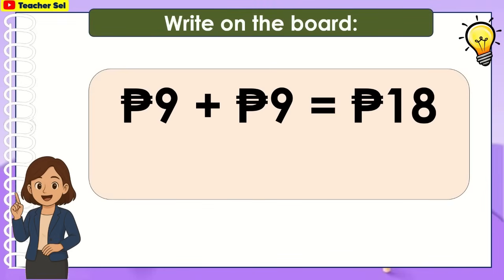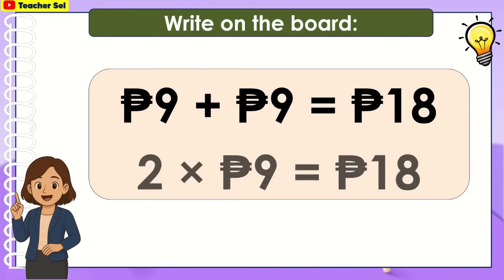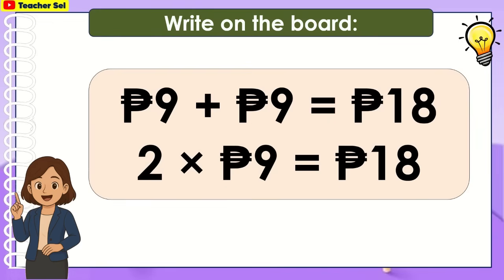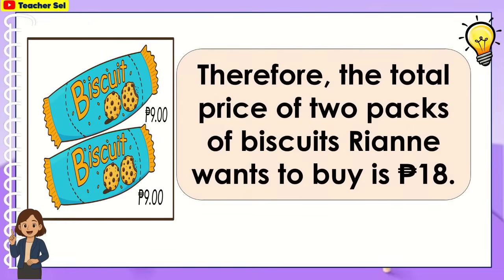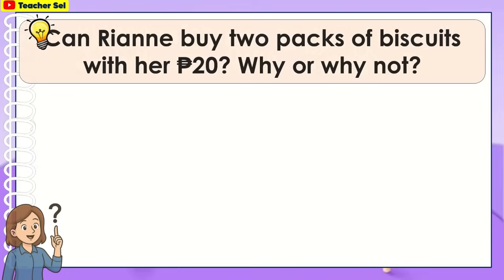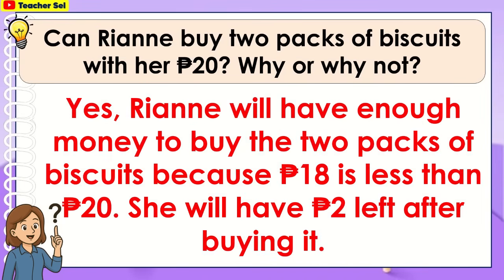Write on the board: 9 pesos plus 9 pesos equals 18 pesos. 2 times 9 pesos equals 18 pesos. Therefore, the total price of 2 packs of biscuits Rian wants to buy is 18 pesos. Can Rian buy 2 packs of biscuits with her 20 pesos? Why or why not? Yes, Rian will have enough money to buy the 2 packs of biscuits because 18 pesos is less than 20 pesos. She will have 2 pesos left after buying it.